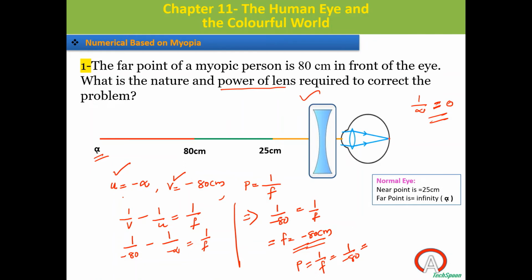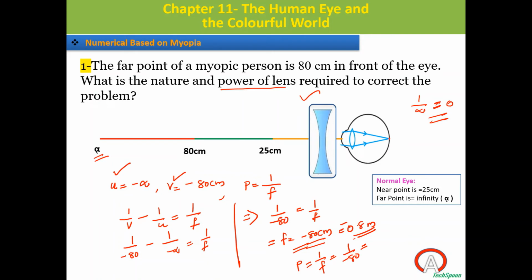Focal length also we got minus 80 centimeter, which is equal to 0.8 meter. We have to convert into meter because for getting the power in diopter, the focal length should always be in meter. One diopter is the power of the lens which is having focal length 1 meter. So any measurement, especially the focal length, we have to convert into meter. So minus 80 centimeter is equal to minus 0.8 meter. This negative sign shows it is a concave lens.